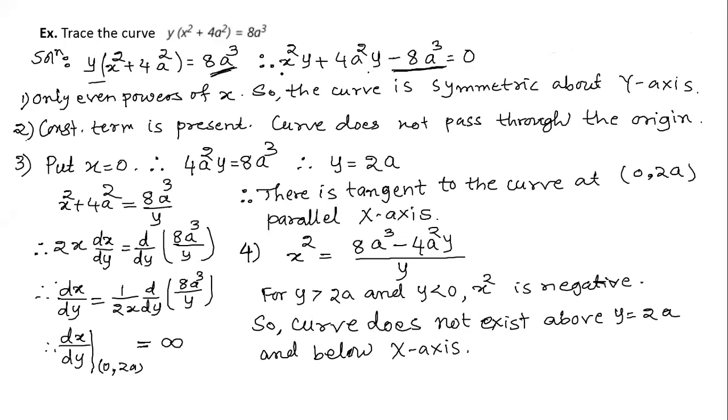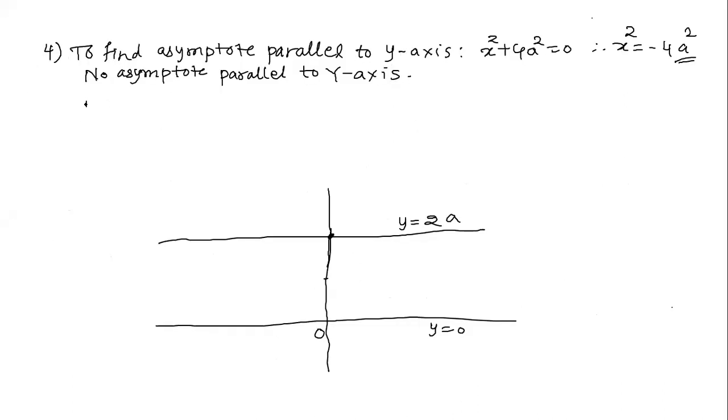Now to see the asymptote parallel to the x-axis, what is to be done? Equate to 0 the coefficient of the highest degree term in x. In the first term, the power of x is 2, so the degree is 2. In the second, the degree of x is 0. In the third also 0. So the highest degree term in x is x square y, and the coefficient of x square is y. So y equal to 0, that is, the x-axis is an asymptote parallel to the x-axis.